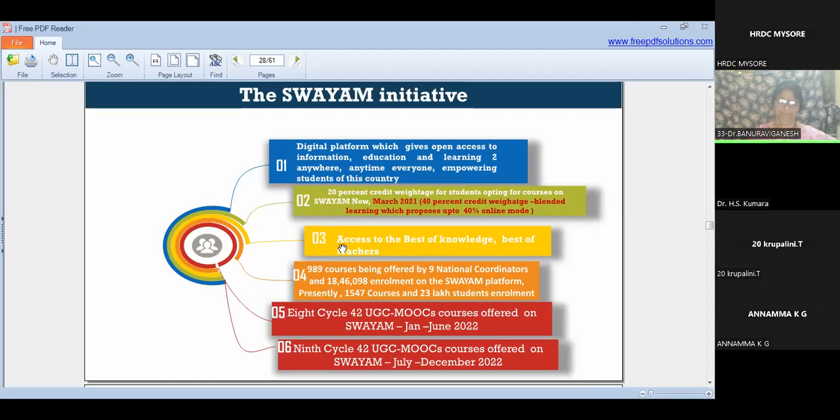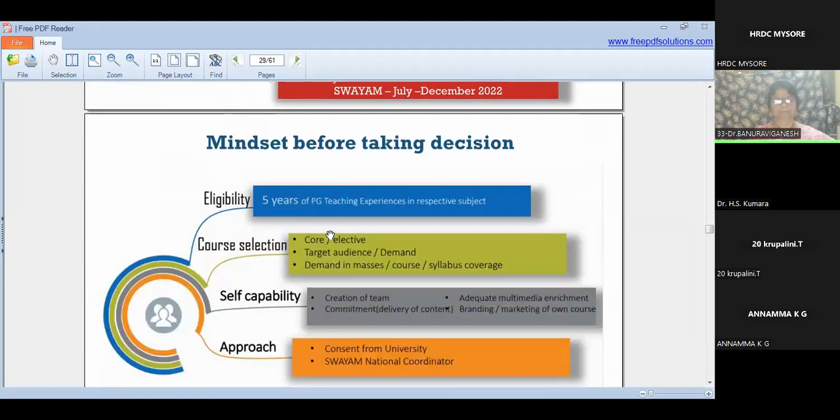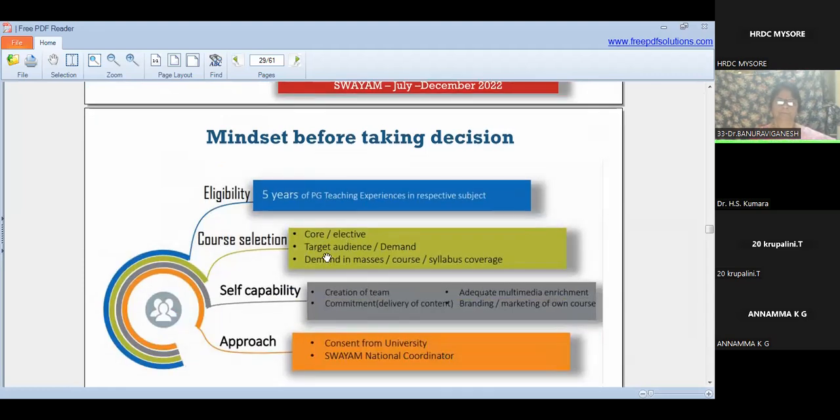Then these are some of the cycles, 8 cycle, 9 cycle, or whatever the data set. Then this is again a teacher's mindset before taking the decision, because in the earlier cases, in the first cycle, they started with eligibility criteria. We would be the course coordinator, the subject matter expert for developing the MOOC courses. They aimed for an eligibility criterion of 10 years of experience in PG level teaching. Later, after a lot of information from various universities, they reduced it to 5 years of teaching at the PG level.